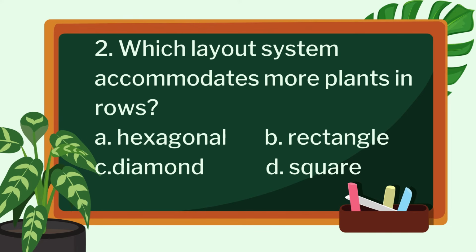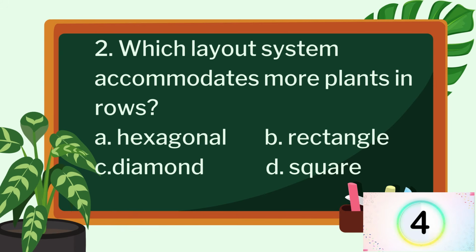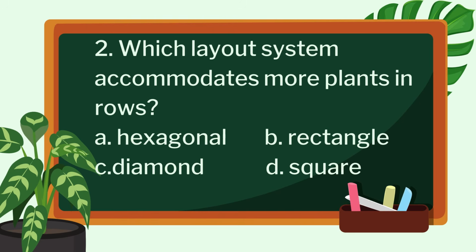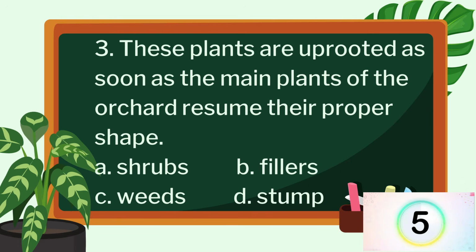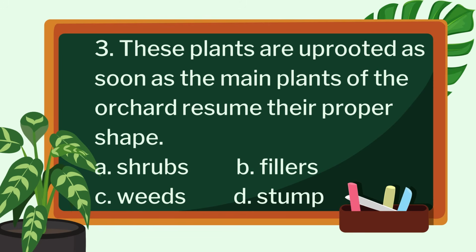Number 2. Which layout system accommodates more plants in rows? The correct answer is letter B, rectangle or rectangular system. Number 3. These plants are uprooted as soon as the main plants of the orchard resume their proper shape. The correct answer is letter B, fillers.